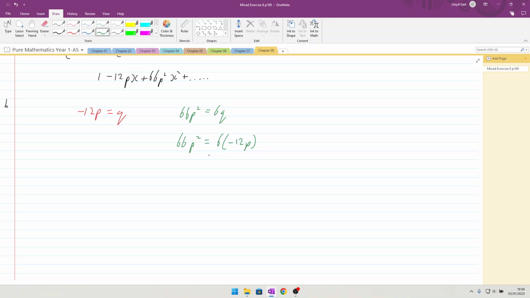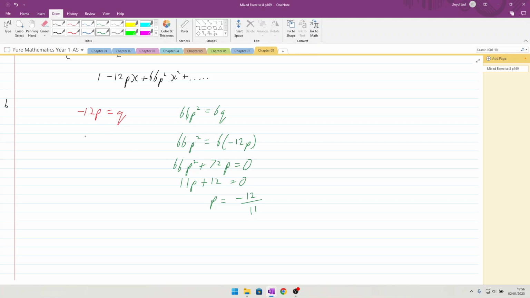12 times 6 is 72, so we end up with 66p squared plus 72p equals 0. Divide through by p, giving us 66 and 72, which will divide by 6 as well. So we get 11p plus 12 equals 0, meaning that p is equal to minus 12 divided by 11.